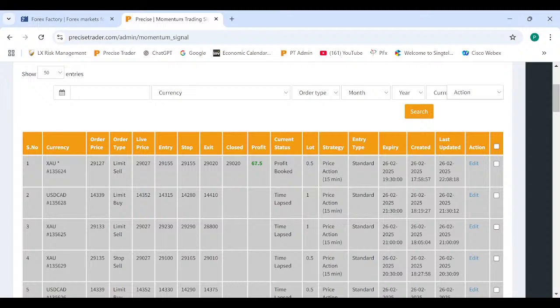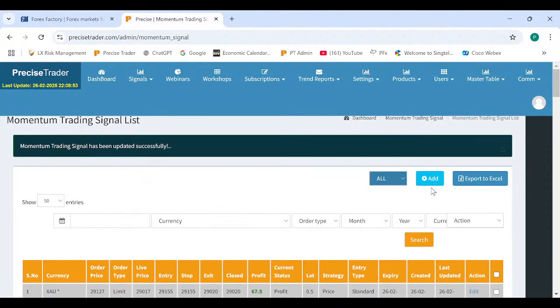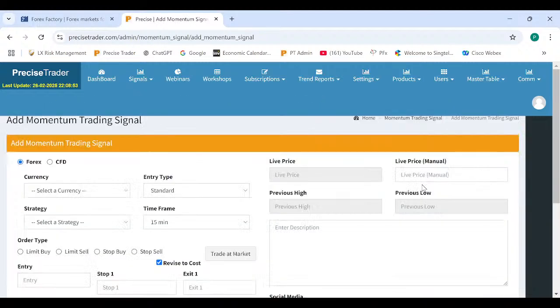We'll try to re-enter at 2906, stop 2912, and we'll try to go for another trade at 2910. We'll try to go for two trades. Okay, let's go on.